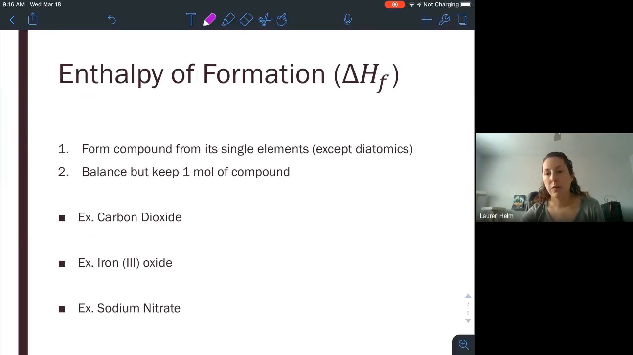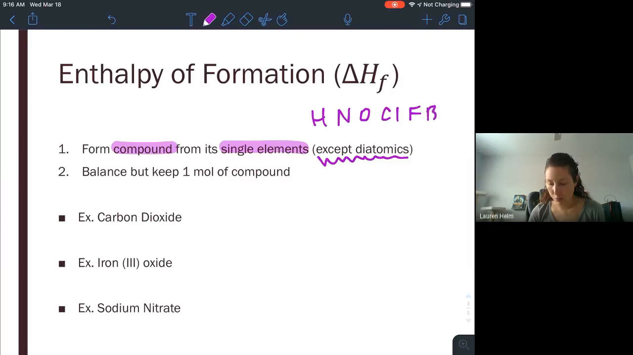Okay, so there are 2 types of enthalpies that I want to talk about today. The first one is enthalpy of formation. That's like the example we just looked at, where we form a compound from its individual elements. All of our elements are going to be monatomic, or just by themselves, unless they're one of our 7 diatomics. Remember, have no fear of ice cold beer: hydrogen, nitrogen, oxygen, fluorine, chlorine, bromine, and iodine. Those 7 elements will always appear in 2s when they're by themselves. So those are our diatomics.